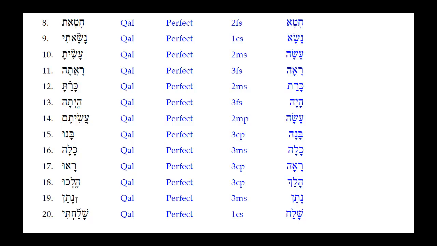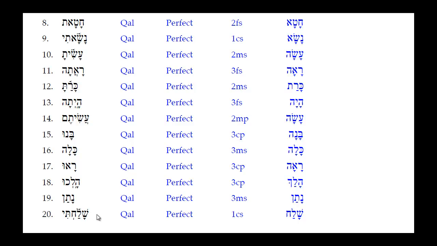Number 19 is natan. And natan, basically, we see that there's no subformative ending here, so this must be a Qal stem, perfect conjugation, third masculine singular from natan.